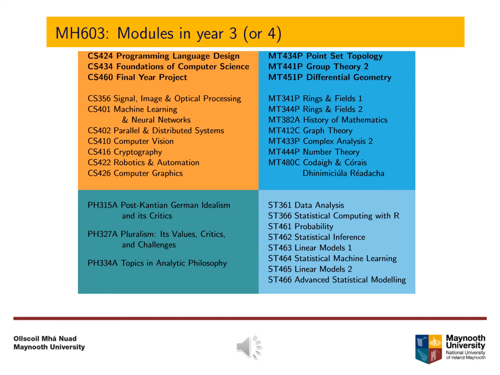There's a wide number of electives in computer science that involve modules such as signal processing, machine learning, computer vision, cryptography, robotics and automation. In philosophy, you can take modules in post-Kantian German idealism, pluralism, analytical philosophy. In mathematics, you have a number of compulsory modules, and then you can choose from a number of electives that involve things like data analysis, statistical computing, probability, inference, and modelling.